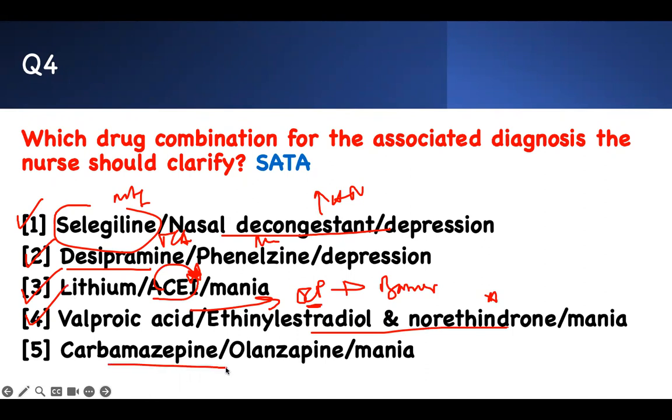This is a mood stabilizer and a second generation antipsychotic. You can combine them together in a patient who has mania. So the one we need to clarify is number 4, but this is normal management of a patient with mania.